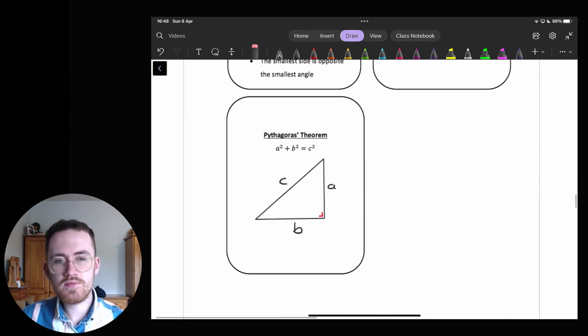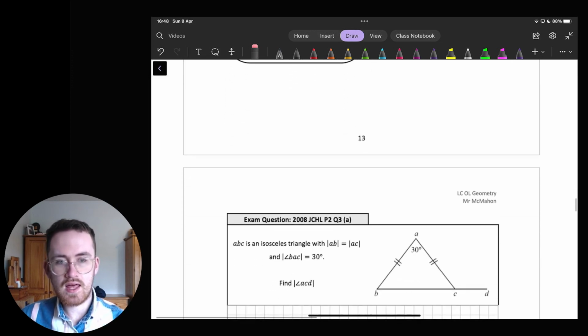Pythagoras' theorem: c squared is equal to a squared plus b squared. Again, that comes up in your trigonometry. That's one that you've been doing since second year. You should be fairly comfortable with using Pythagoras in that way.